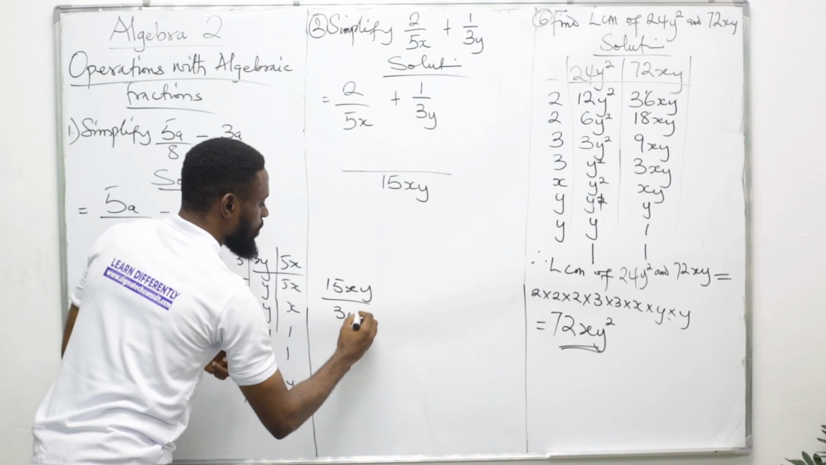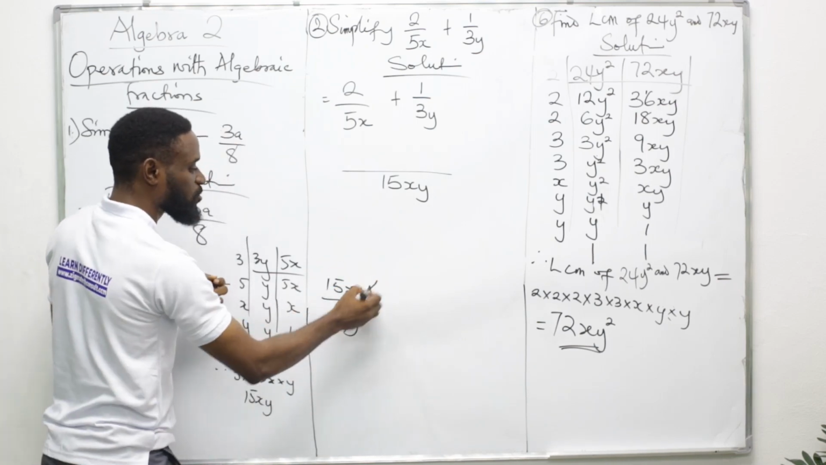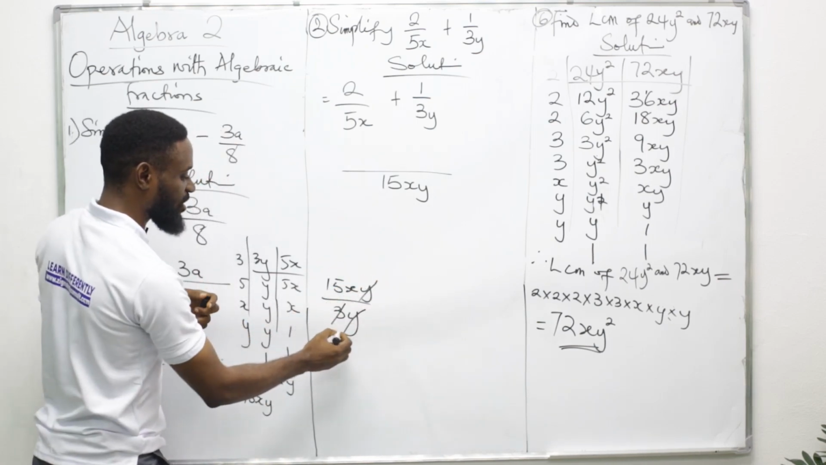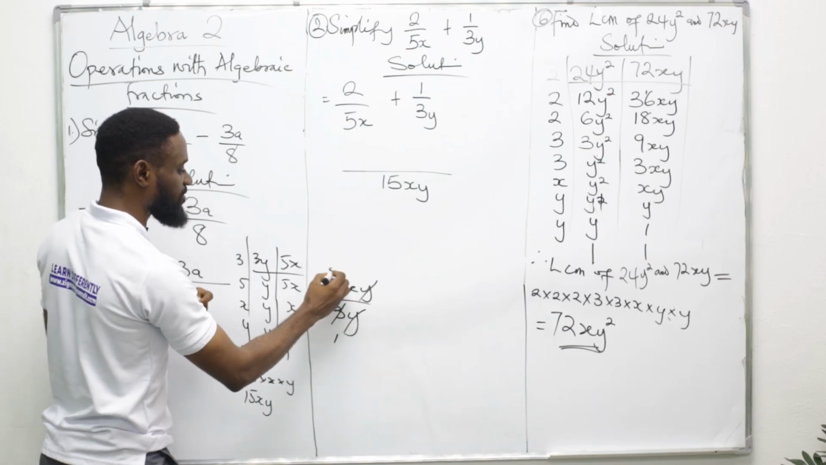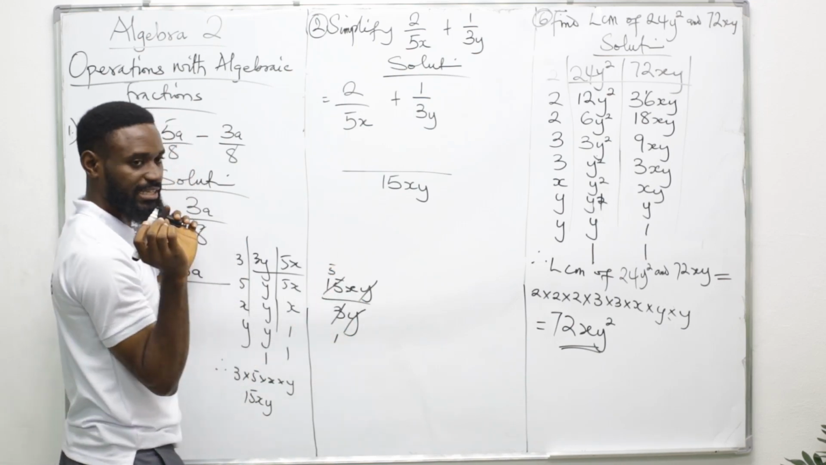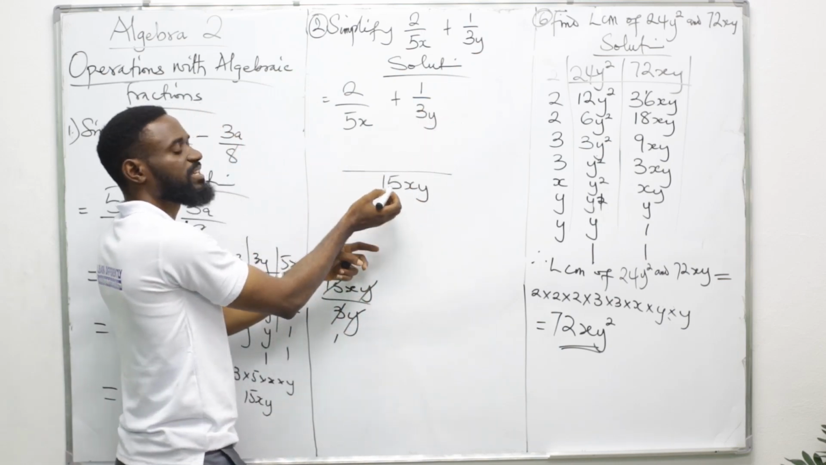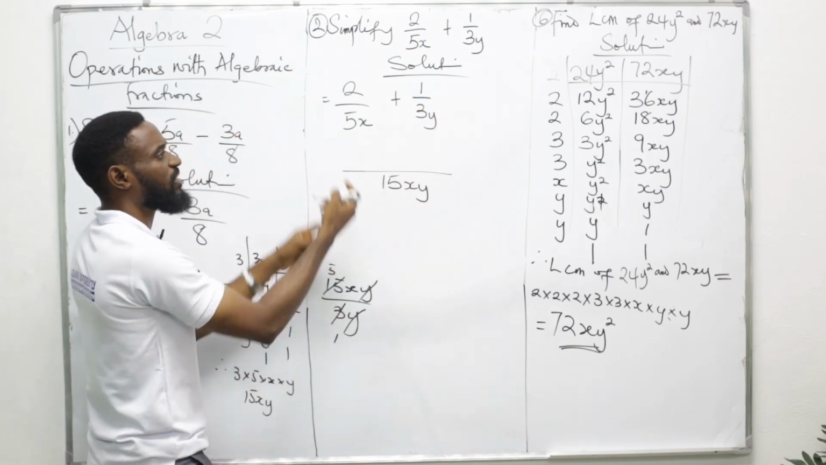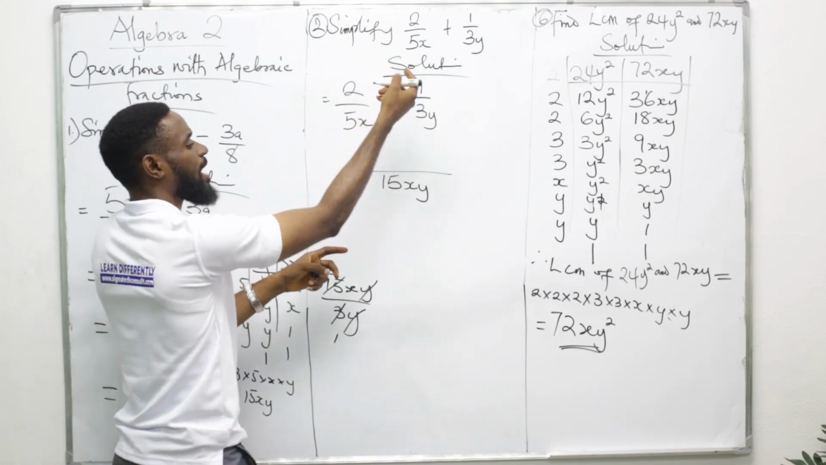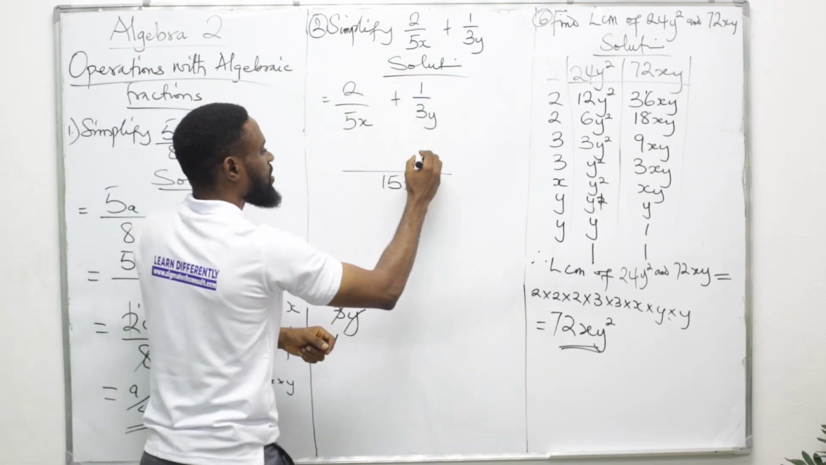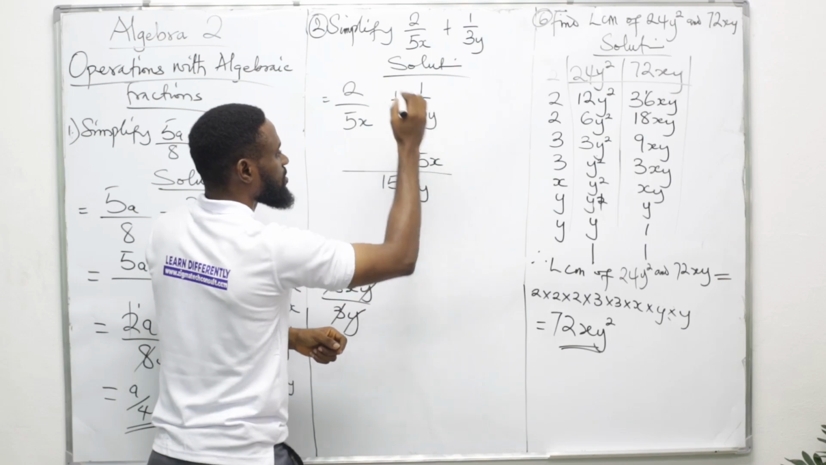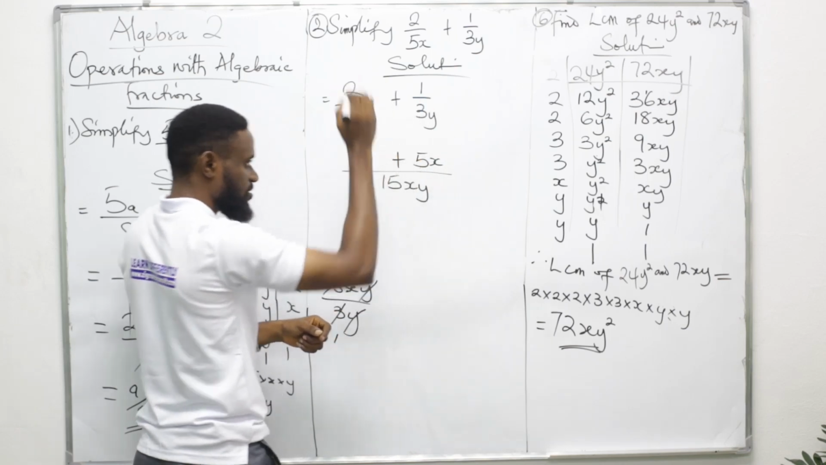3y. What it means is that y will cancel itself. 3 into itself is 1. 3 into 15 is 5. So it is 5x. You see that now? So it means 3y divide 15xy will give us 5x. So 5x times 1 is still 5x. So this is 5x. So this is plus.